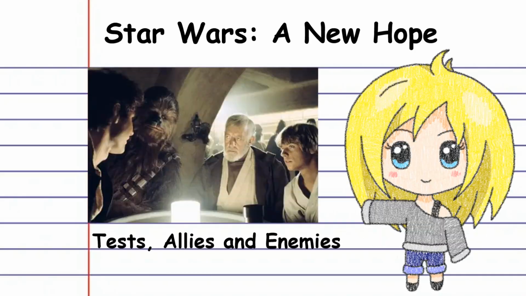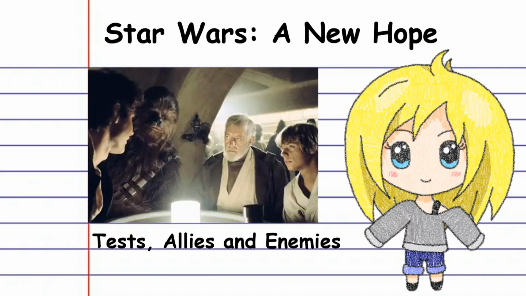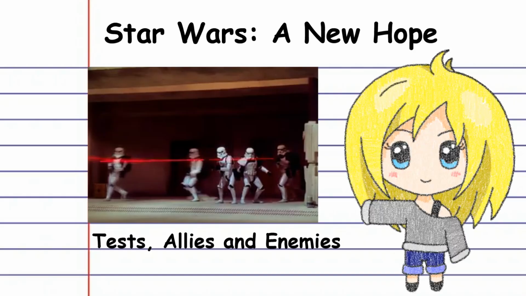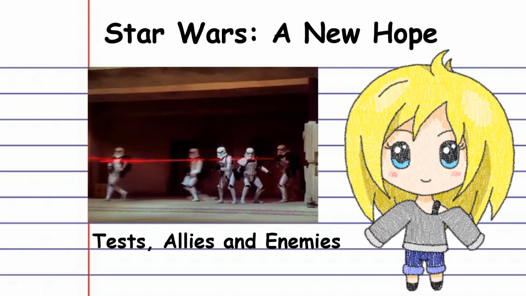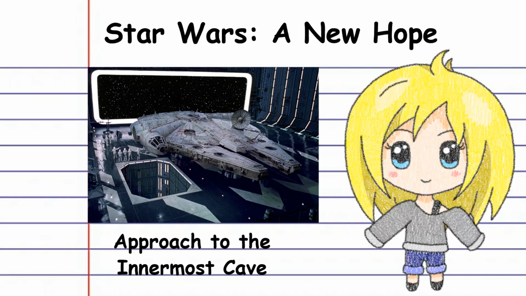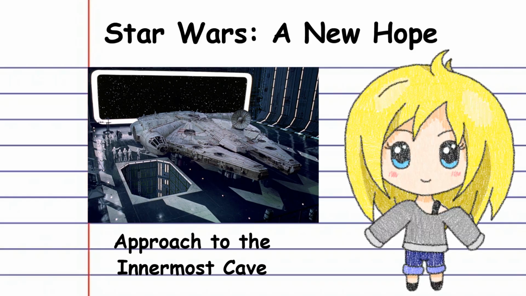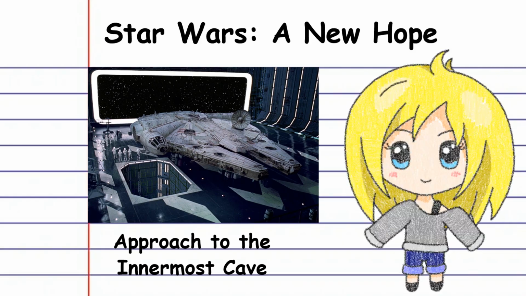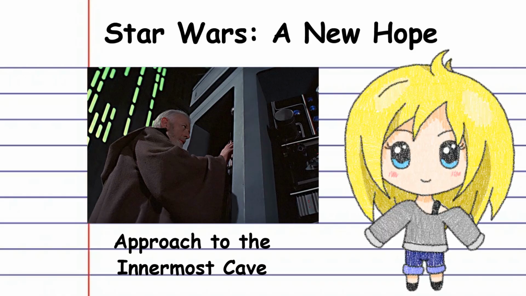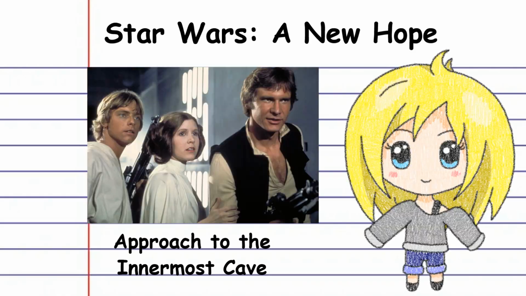Then, tests, allies and enemies. Obi-Wan hires our allies, Han and Chewie, to take them to Alderaan in the Millennium Falcon. But the enemies, the stormtroopers, are hot on their tail and they only just manage to get away. Then we get to the innermost cave. The Death Star captures the Millennium Falcon with a tractor beam, and the heroes are forced to confront the enemy. The team splits up, Obi-Wan goes to disable the tractor beam, and Luke, Han and Chewie go to rescue Princess Leia.